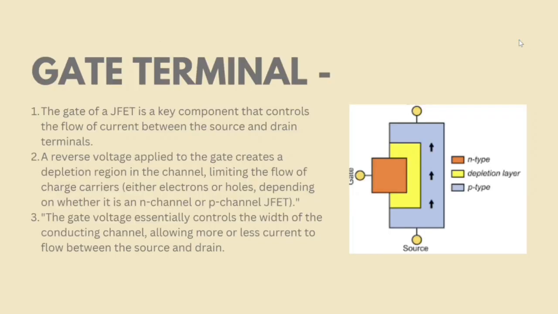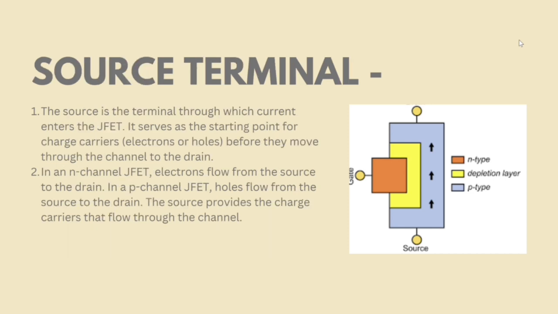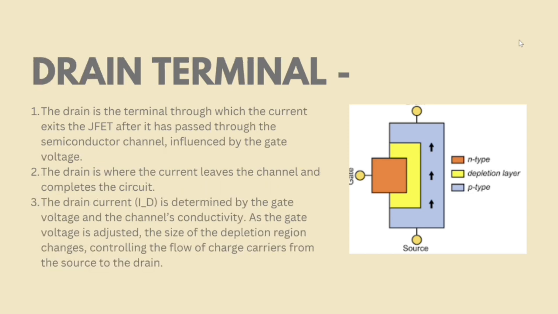The gate controls the flow of current between the source and the drain. A voltage is applied to the gate, which creates an electric field that regulates the current. The source is the terminal where the current enters the FET. It supplies the charge carriers that flow through the semiconductor channel. The drain is the terminal where the current exits the FET. It collects the charge carriers after they pass through the channel.